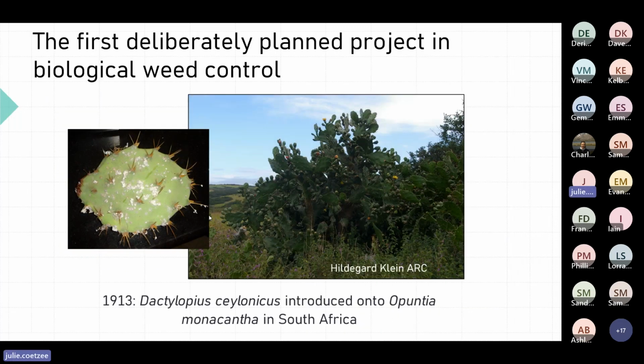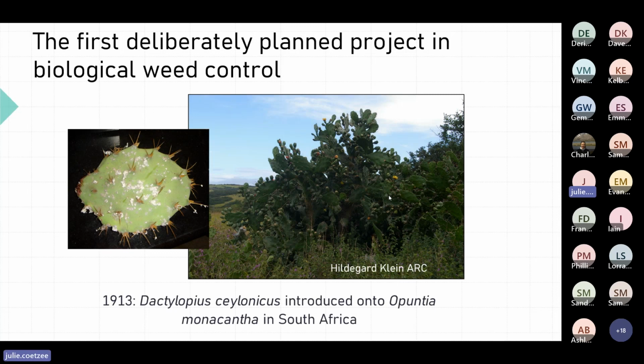The first deliberately planned project in biological weed control worldwide, surprisingly, comes from South Africa. There were some ad hoc programs earlier, before 1913, but the deliberate introduction of the cochineal Dactylopius salonicus onto Opuntia monacantha in South Africa is regarded as the first deliberate weed biocontrol project. and it reduced populations of Opuntia monacantha to below this acceptable threshold, and the species was then also introduced into other countries where Opuntia monacantha was a problem.